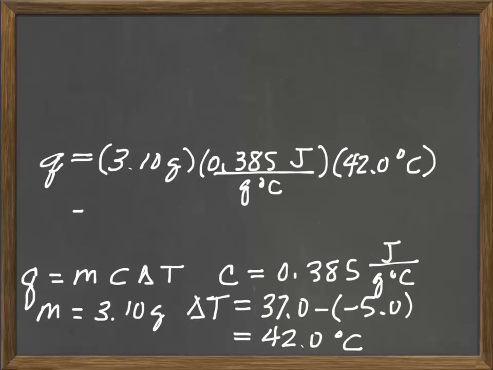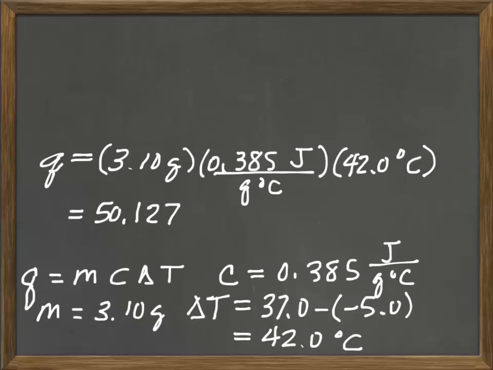Okay, so I identified the numbers. I had to do a little calculation to find what delta T was. And then I put all of them into the equation. And show your work, at least this equation that I just wrote down here. That is showing your work with the numbers plugged into the equation. So 3.1 times 0.385 times 42. The number comes out to be 50.127.